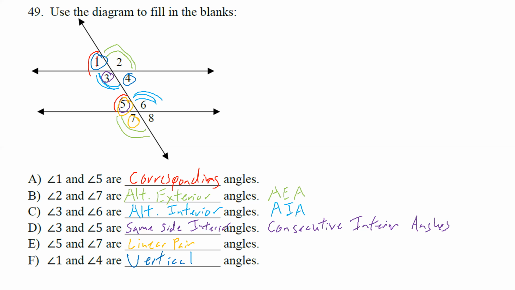Vertical. And one thing that can kind of get confusing with vertical, they don't actually have to be directly above and below each other, like the word vertical implies. They can be across from each other when two lines intersect. So it doesn't matter if they're next to each other or above and below each other. As long as they're across from each other, they're vertical. All right, moving on to the next part.